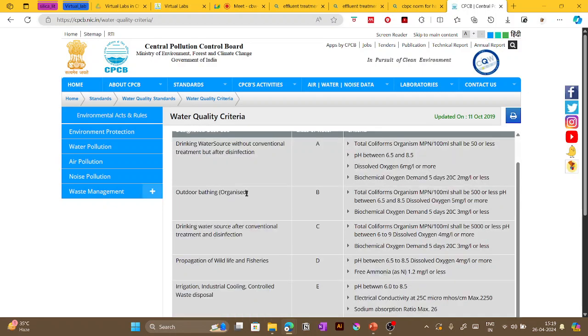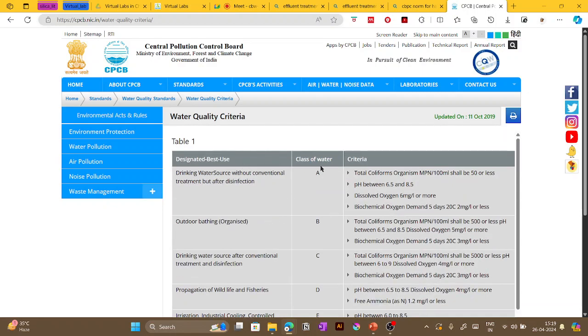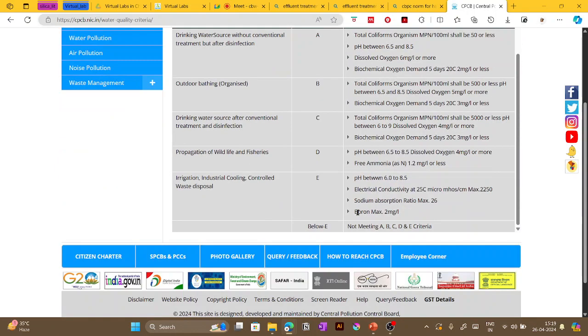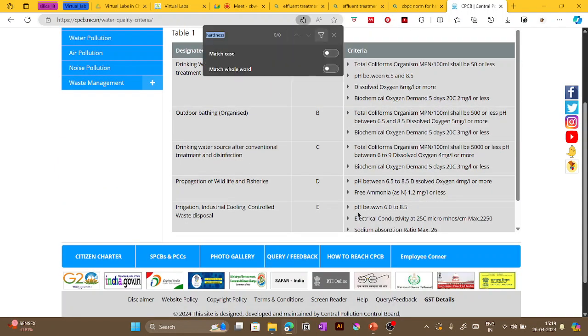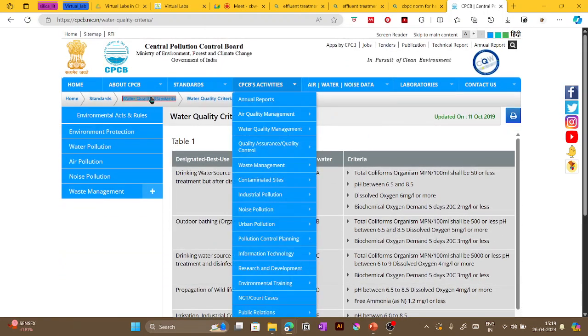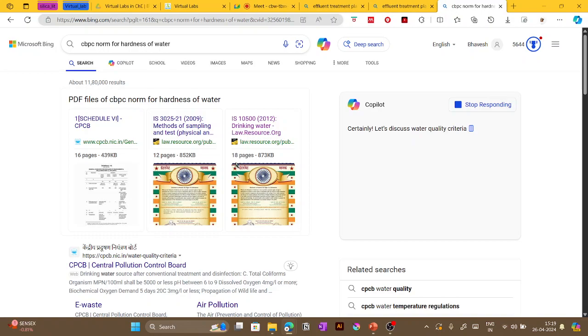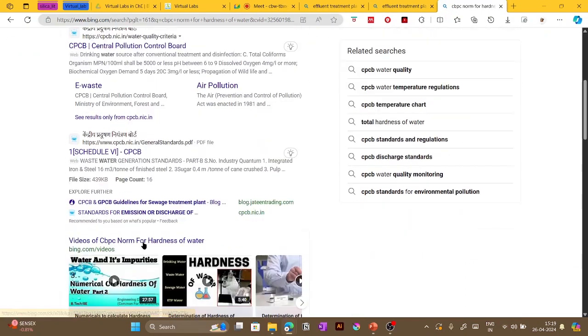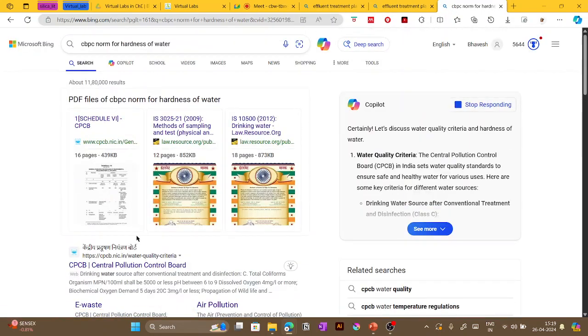you will see water quality criteria are given, and there should be hardness somewhere, not here. Just a minute.